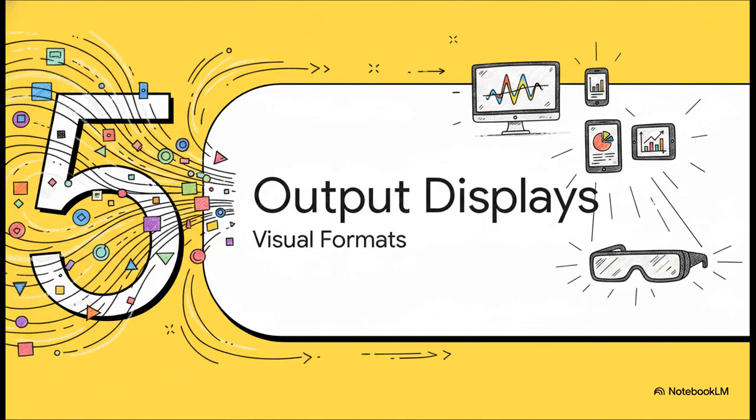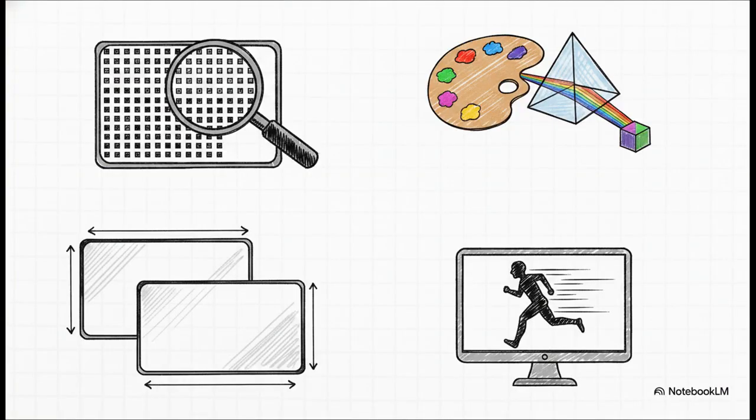All right, moving into Section 5, Output Displays. Okay, so we've successfully fed all this data into the processor. How does the computer actually talk back to us? When we want to assess the quality of a digital image on a monitor or a projector, there are a few specific technical attributes we look at.